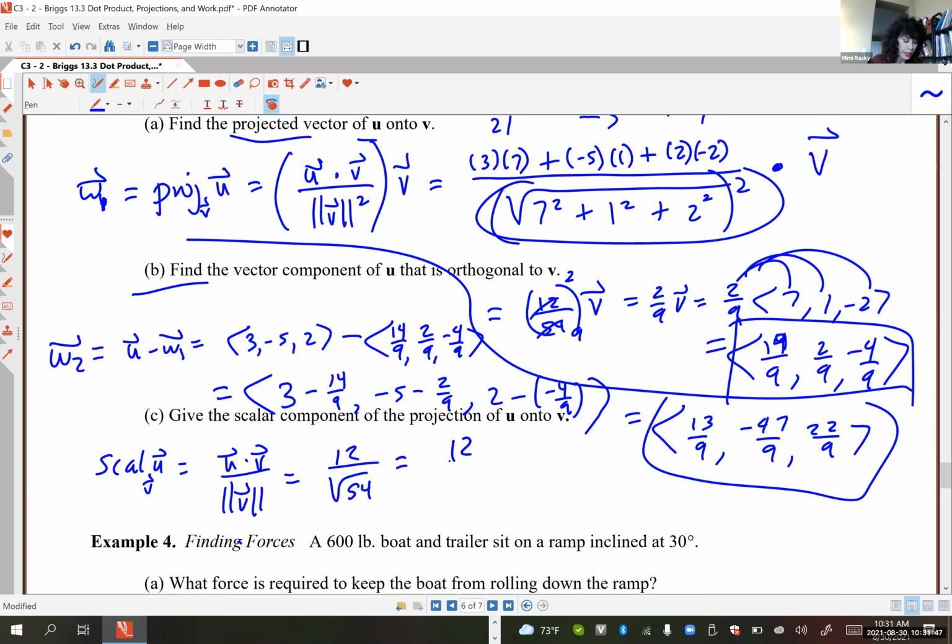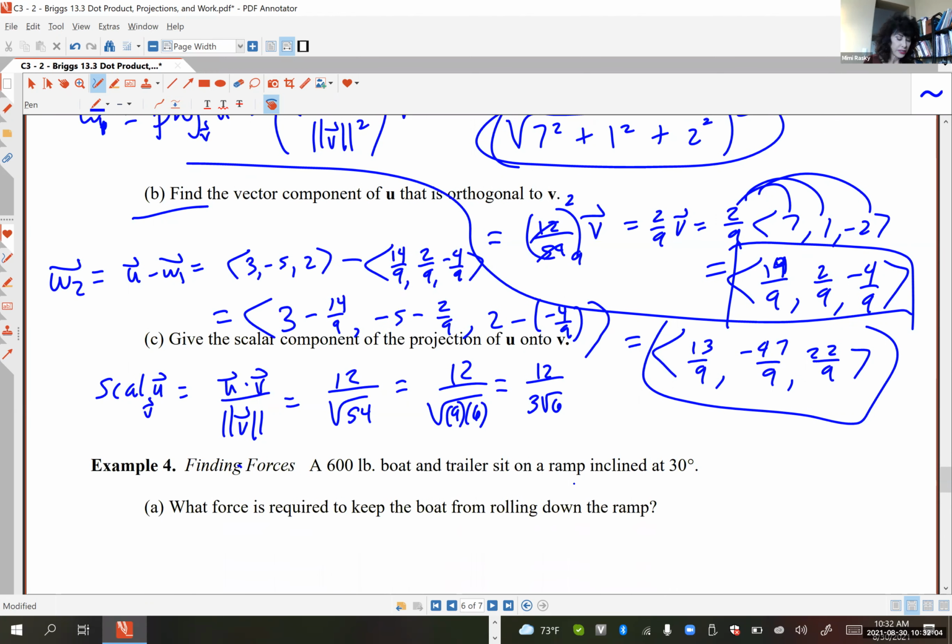I won't give you full credit here. Why not? I want you to always not rationalize your denominators. I want your denominators to at least be simplified. And since 54 is 9 times 6, and the square root of 9 is 3, you can simplify your radical as 3 square root of 6. And then further, you can now reduce this to lowest term, and your final answer is this scalar, 4 divided by square root of 6. And we're done with letter C.